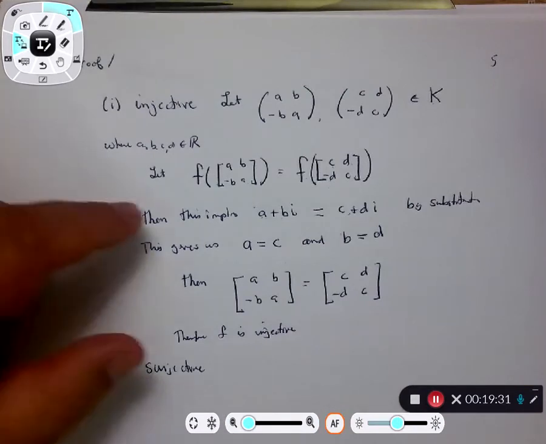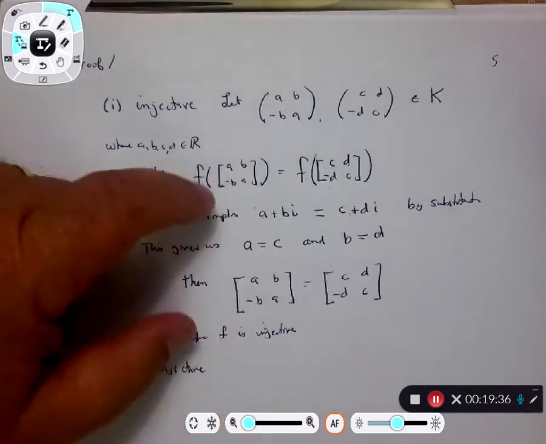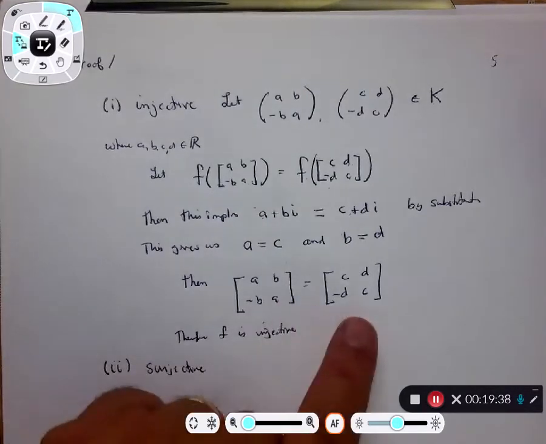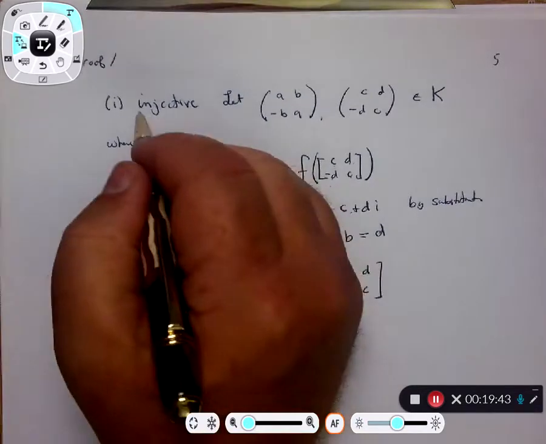This is how you prove something is 1-to-1 when you can't do the horizontal line test. You actually have to assume f of R1 is equal to f of R2, and then manipulate your function to show that R1 has to be equal to R2. That makes it injective. So there's injective out of the way.